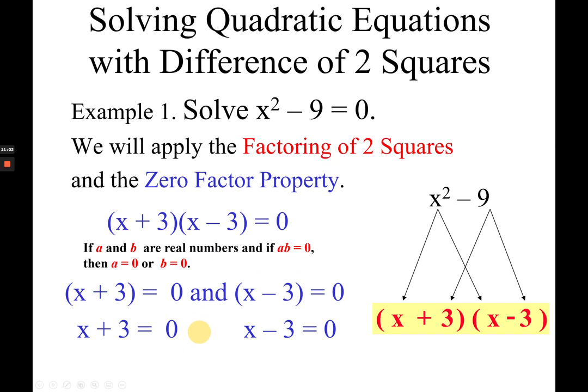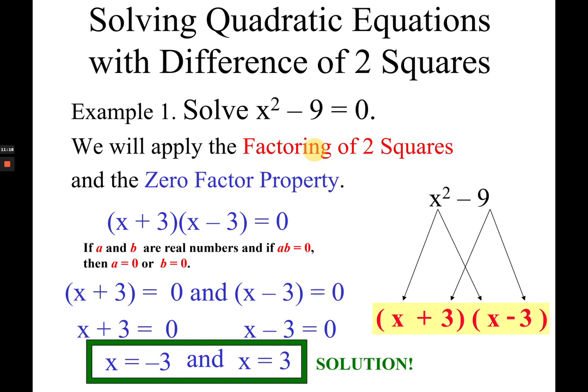So taking off your parentheses, minus 3, you have x equals negative 3. Plus 3, you have x is equal to 3. And it's done. We found the solution. The solutions of the problem x squared minus 9 equals 0 are negative 3 and positive 3.